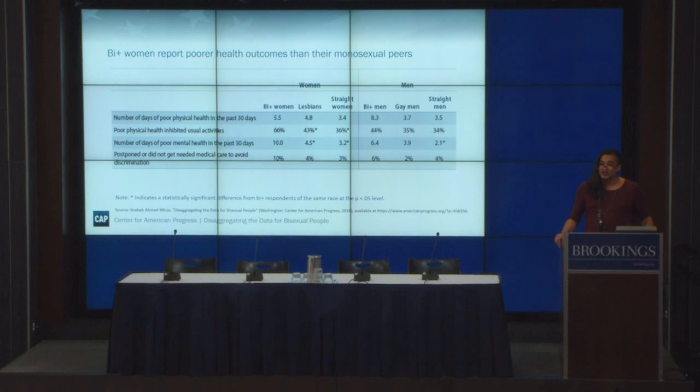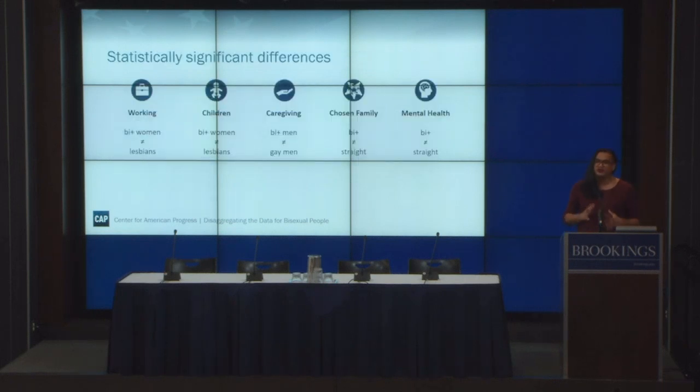We also looked at health outcomes. There were a whole host of different healthcare factors. One that I'll focus on in particular is mental health. And what we do know, and this tracks with what we found in the past, is that bisexual and queer people report worse mental health outcomes than their monosexual counterparts. So what are these differences, and what can we say about them that are significant or not?